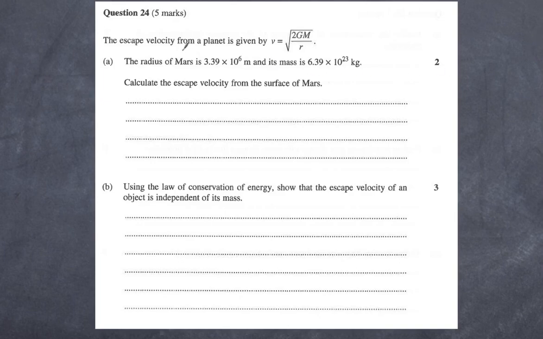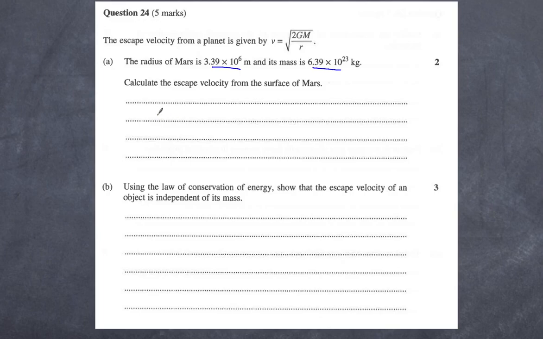The first part says the escape velocity of a planet is given by this formula here. It's actually interesting that they've provided you the actual formula, because in previous papers sometimes you actually need to derive it. The radius of Mars is given by this value and its mass is this value. It says calculate the escape velocity. This is a simple plug and chug question.